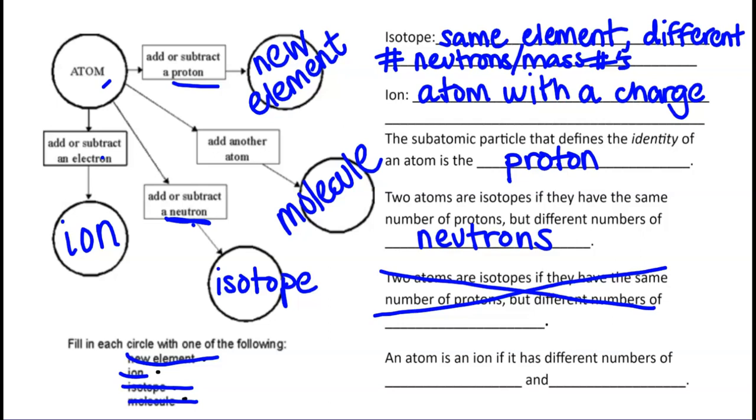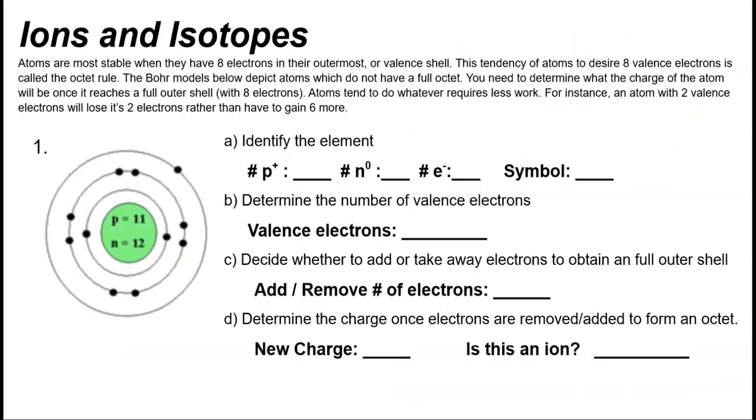So we care about those charged particles. For an atom to have a charge, it needs to have different numbers of positive protons and negative electrons. So this is just a really good summary for us moving forward when we're working on this vocabulary. Now let's use that to do some practice here on the back of our sheet.